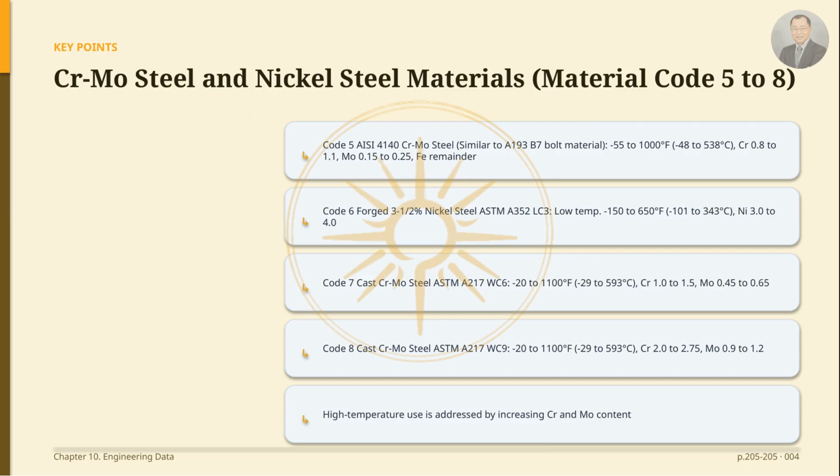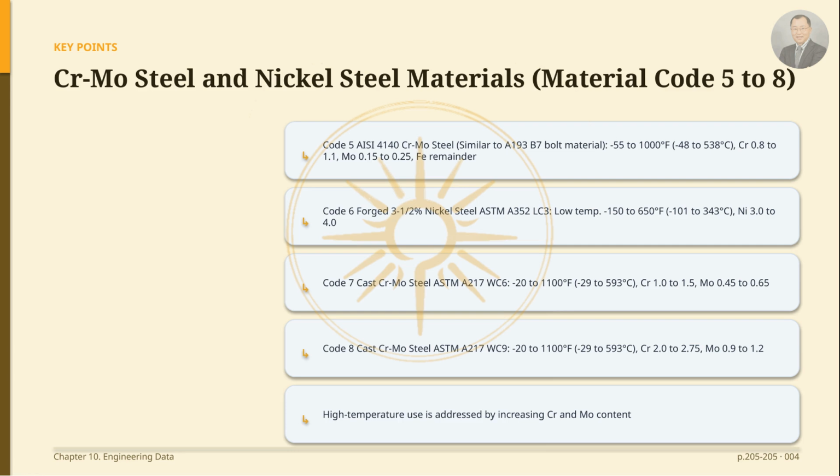Material Code 6 is forged 3.5% nickel steel, ASTM A352 grade LC3. Since it is for low temperatures, it is used from -150 degrees Fahrenheit to 650 degrees Fahrenheit, or -101 degrees Celsius to 343 degrees Celsius, and contains 3% to 4% nickel.